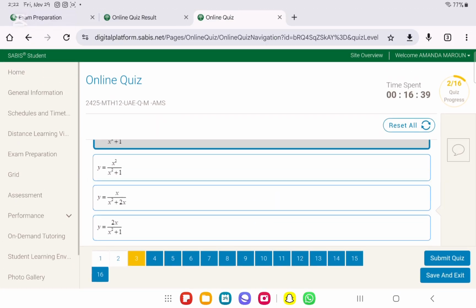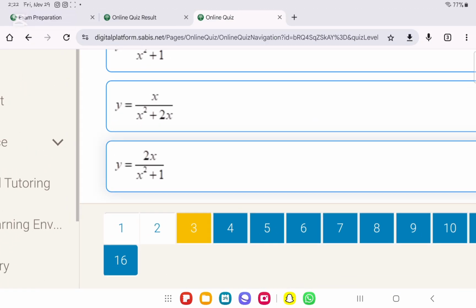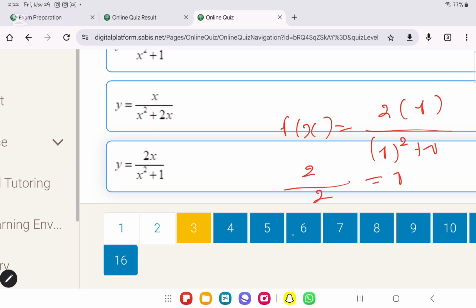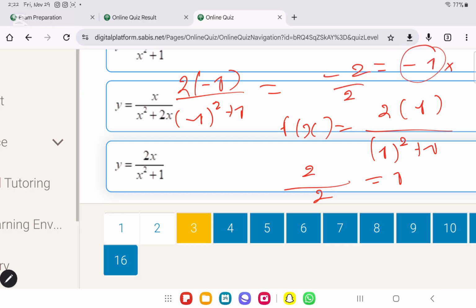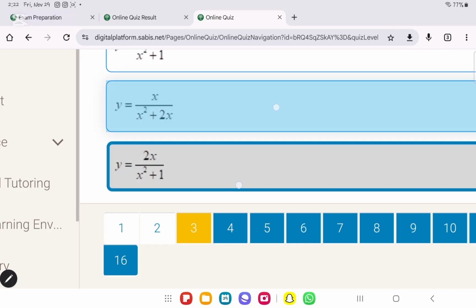Okay? Now, moving on to the last and final one, it's a very simple one. f(x) is equal to 2 times 1 over 1 squared plus 1. This is going to be 2 over 2, which is 1. Then, if we're going to do minus, it's 2 times minus 1 over minus 1 squared plus 1. That's minus 2 over 2, which is then negative 1, but then we multiply it by minus, and we are going to get then 1, and 1 is equal to 1. That means this is an odd function.